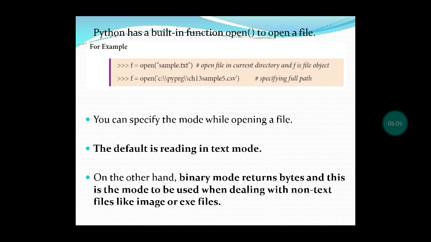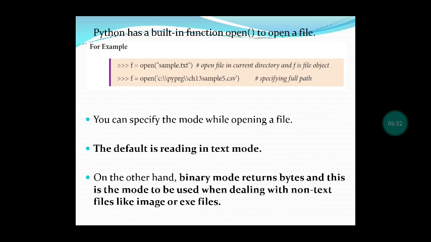Next, there is a built-in function in Python, that is open. You can use this open to open a file. Here an example has been given. f = open('sample.txt'). Here it is the current directory, and f is a file object. The current directory has been opened, and the sample.txt file has been opened.